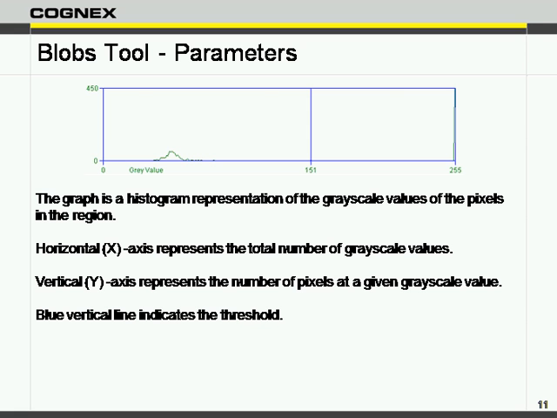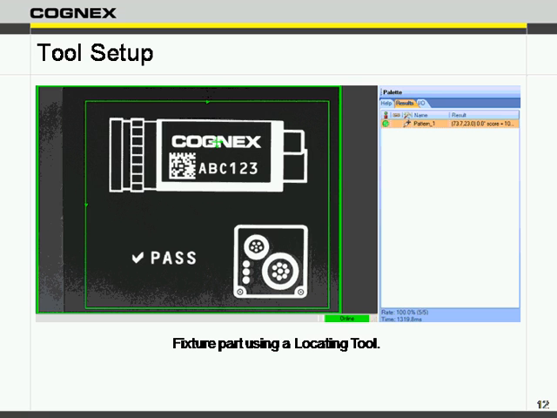So those are the parameters that came with it. We also move over here into the actual application. We need to fixture the part, which is indicated over here by positioning. The first thing we learn to do when we're using tools is to fixture it first, so if this part moves, whatever tool we have inspecting this will also move with it.